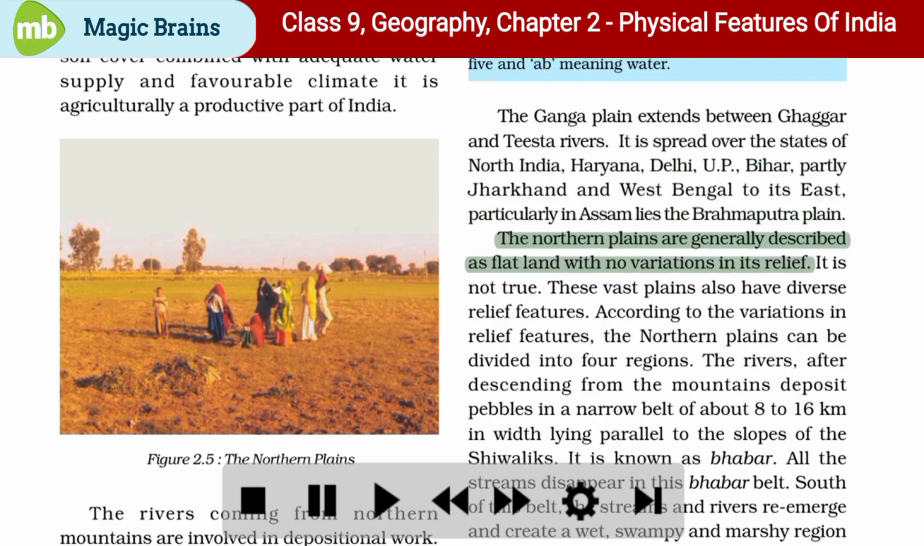The northern plains are generally described as flatland with no variations in its relief. It is not true. These vast plains also have diverse relief features. According to the variations in relief features, the northern plains can be divided into 4 regions.